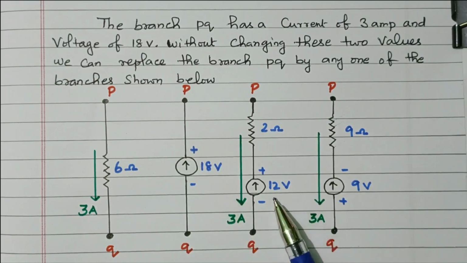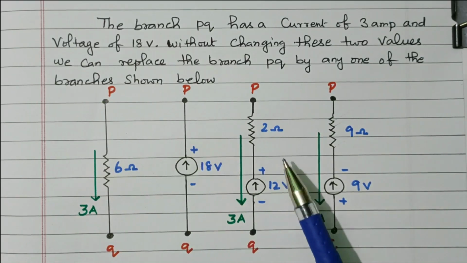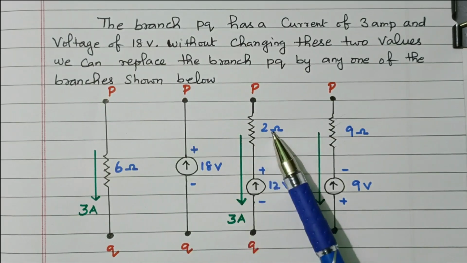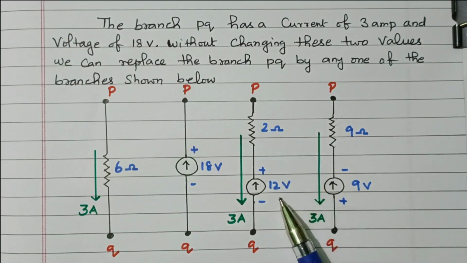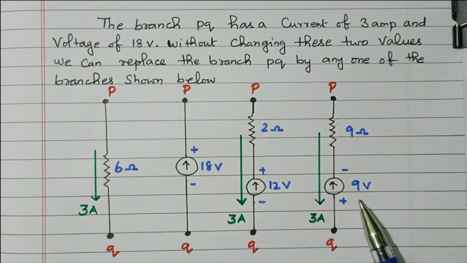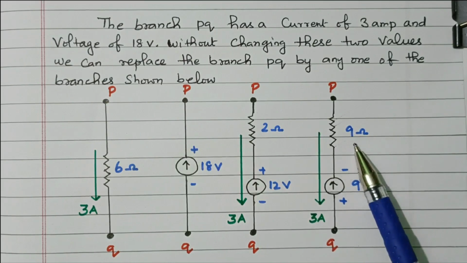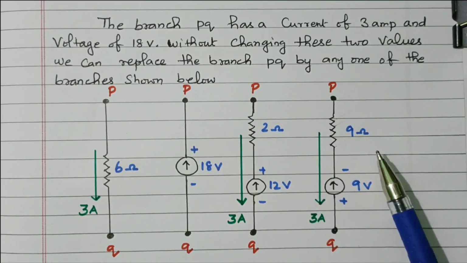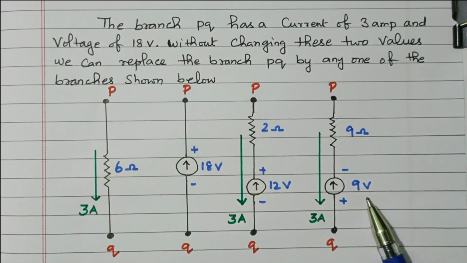In the second possibility, a 12 voltage source is connected in series with the 2 ohm resistor. So 2 into 3, 6 voltage plus 12, 18 voltage is maintained. In the third possibility, a 9 voltage source is connected in reverse order, so that we got minus 9 voltage. But we have one 9 ohm resistor available. So 9 into 3, 27. 27 minus 9, we will get 18 voltage.